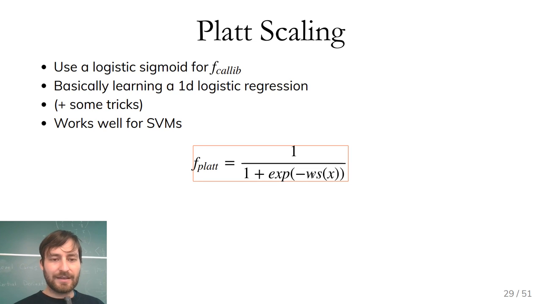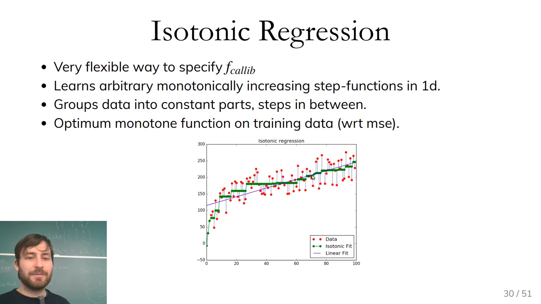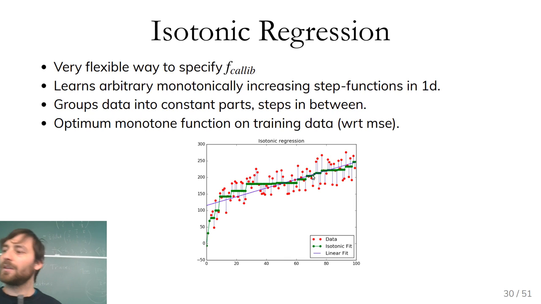The other thing that you can use is isotonic regression. Isotonic regression is a non-parametric estimate. So in Platt scaling, you basically have two parameters, W and B. I didn't put the B on the slide. Isotonic regression is a non-parametric estimate, so that's very flexible, but you're in 1D, so it's kind of restricted also. What isotonic regression does is it learns the best possible monotone function on this 1D problem. And so it learns a step function, as you can see here.